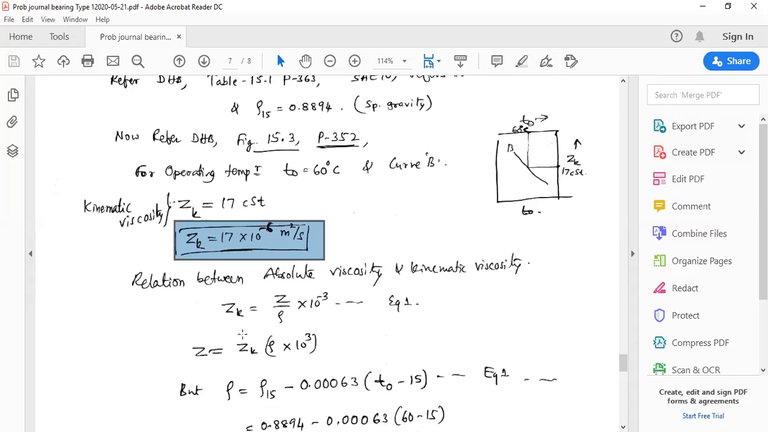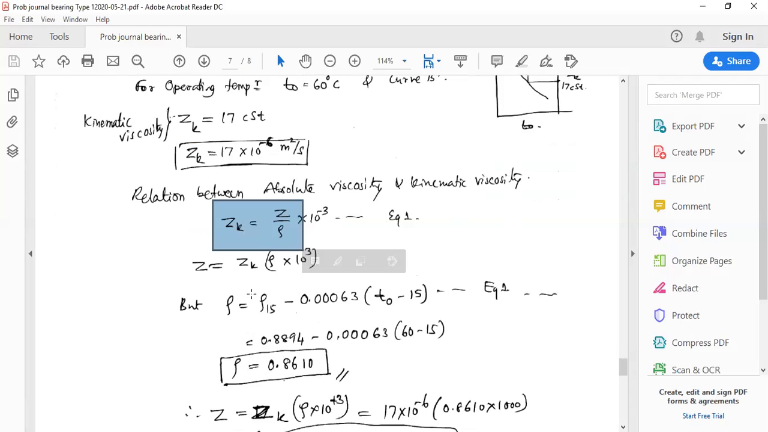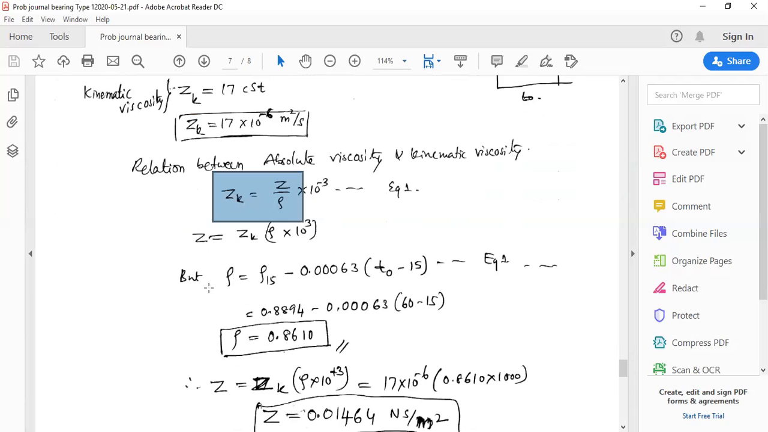But actually we require the absolute viscosity. Kinematic viscosity is defined as the ratio of absolute viscosity to the mass density. But here the specific gravity value is obtained, so with the help of that specific gravity, we have to get the mass density. So before proceeding with the calculation, Zk is given by Z by rho, that is, Z is absolute viscosity divided by mass density.